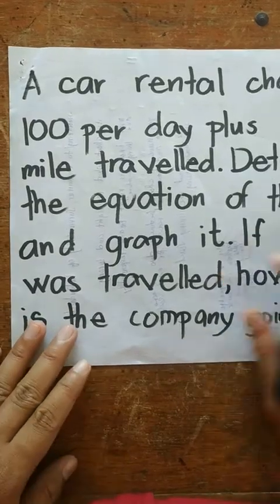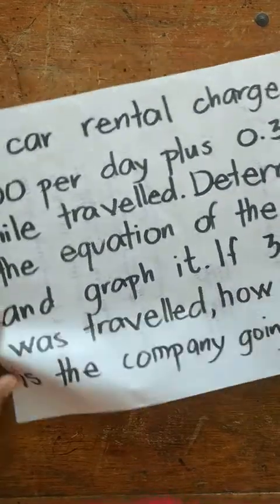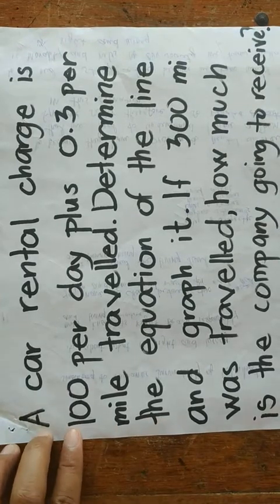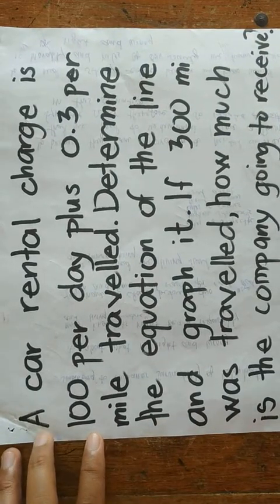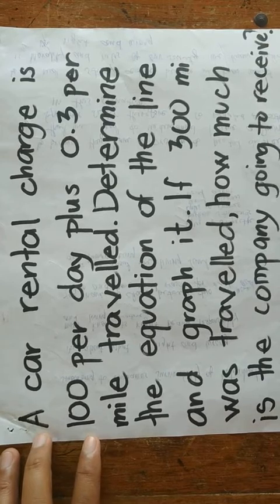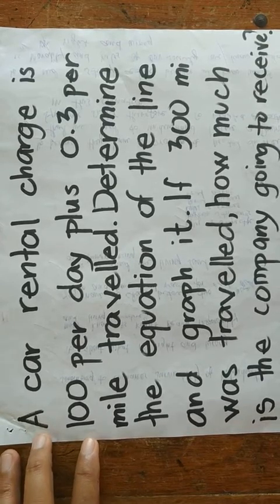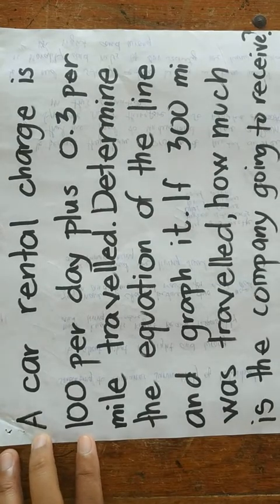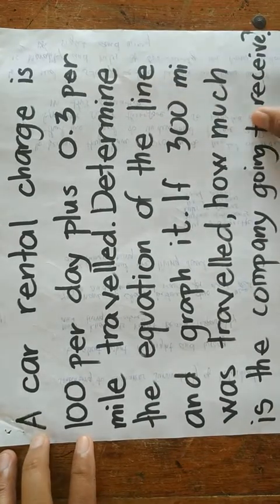For our second example, it says a car rental charge is 100 per day plus 0.3 per mile traveled. Determine the equation of the line and graph it. If 300 miles was traveled, how much is the company going to receive?